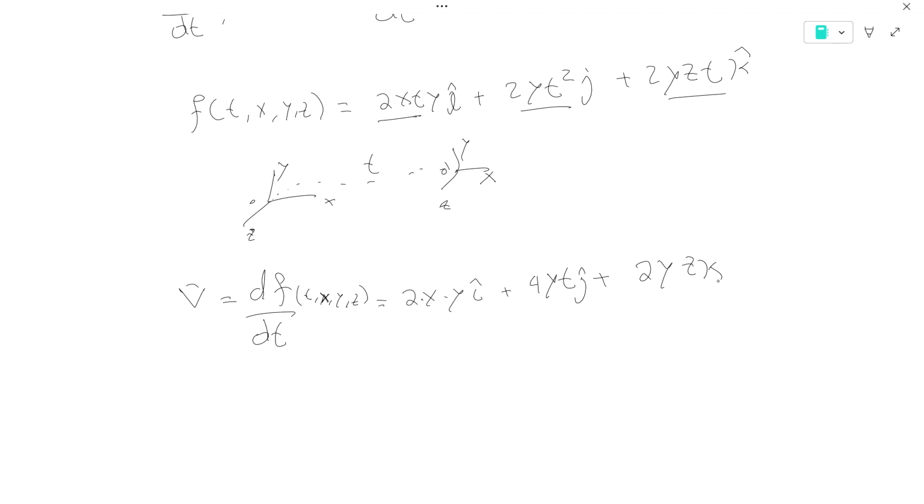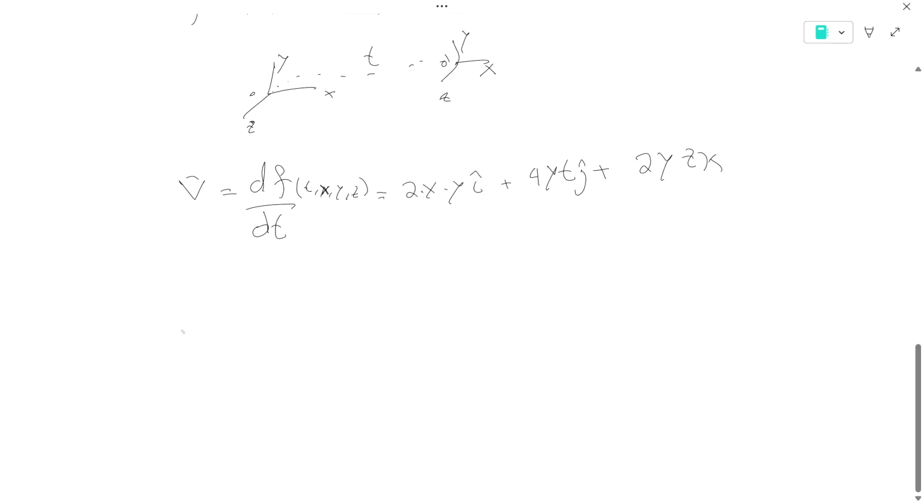So notice that our velocity is still a vector, and that's what we're saying. It's i, j, and k from this position i, j, and k. And I made up this vector, so this might not even have any real meaning, but I'm just telling you that the derivative of this position is the velocity.